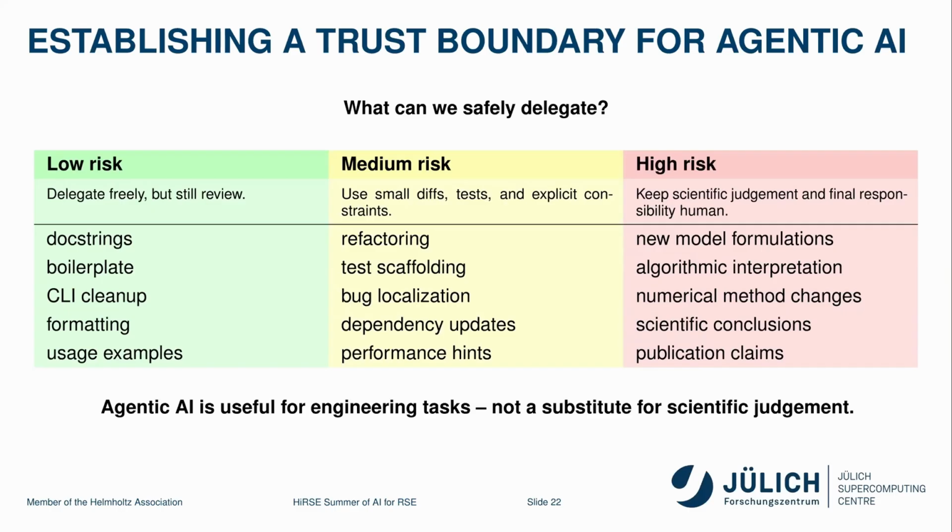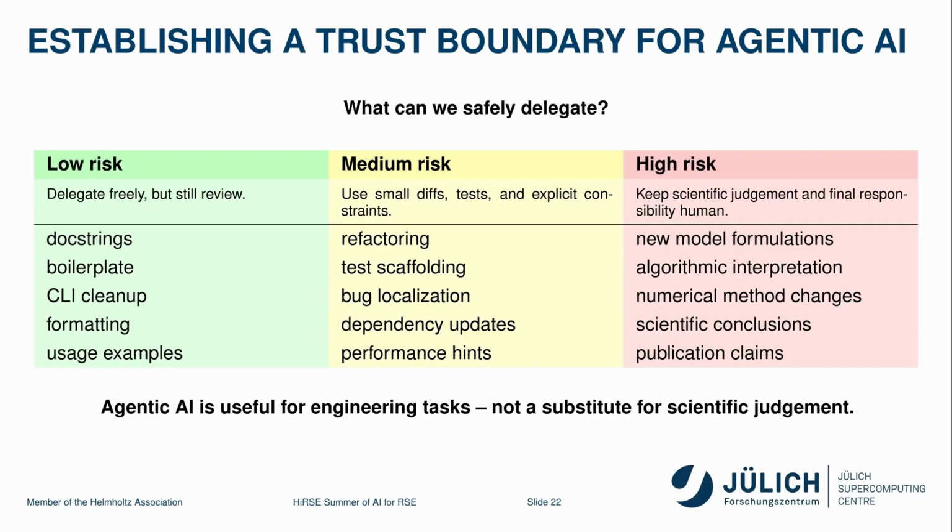Then we have things with a medium risk where you should have small diffs. You need proper tests and explicit constraints. So this category would be, for example, code refactoring, test scaffolding, bug localization, dependency updates, or getting performance hints.